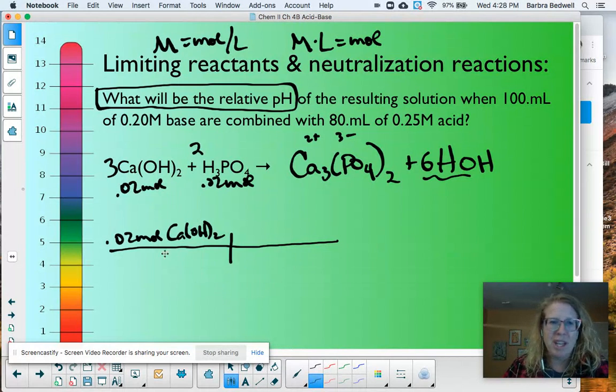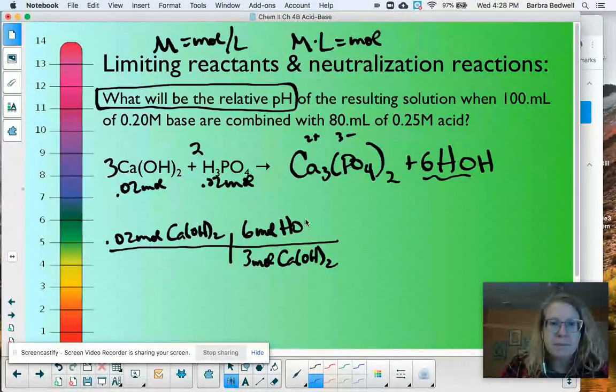Or you can go from one to the other and see which one uses up. There's a couple of different ways that you can address this. So I'm going to go, like I said, towards a product and figure out which one my limiting reactant is. And if I know which one my limiting reactant is, I know which one my excess reactant is. So I'm going to go 3 moles. This is my mole to mole step, right? 3 moles of calcium hydroxide will produce 6 moles of water.